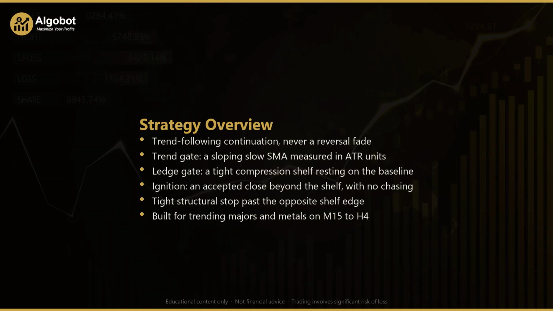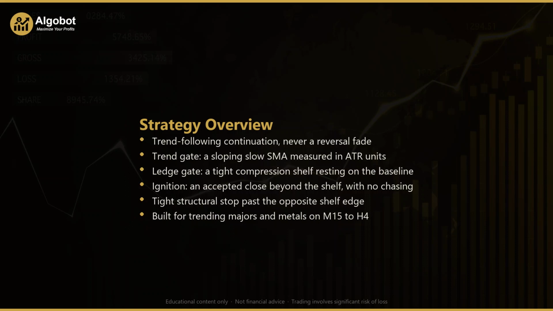The indicator engine is deliberately simple. A slow, simple moving average acts as the trend baseline, and the average true range, or ATR, measures how much the market typically moves so that every threshold can be expressed in volatility units rather than fixed points. That makes the same settings behave consistently across different symbols and different levels of activity.